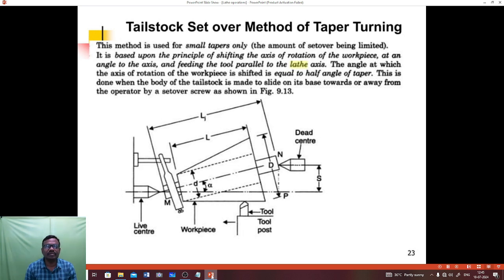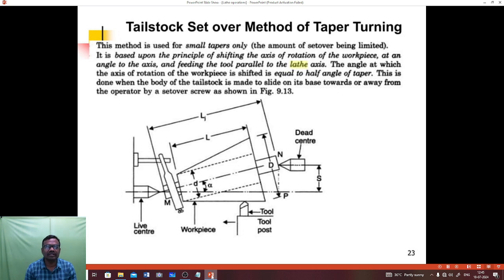It is based upon the principle of shifting the axis of rotation of the workpiece at an angle to the lathe axis and feeding the tool parallel to the lathe axis. The angle at which the axis of rotation of the workpiece is shifted is equal to half the angle of taper. This is done when the body of the tailstock is made to slide on its base towards or away from the operator by a set-over screw as shown in the figure. The figure details the tailstock set-over method of taper turning.